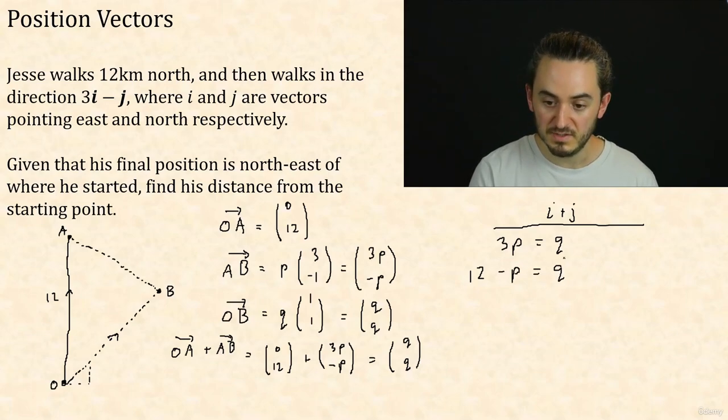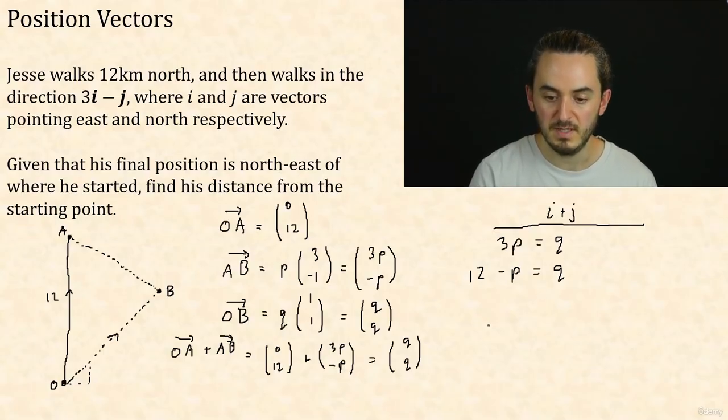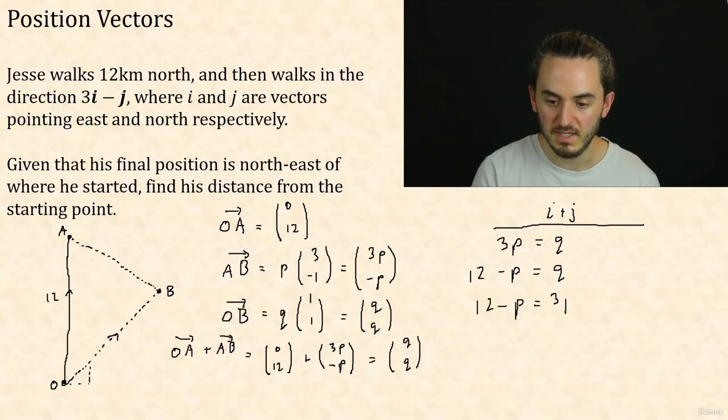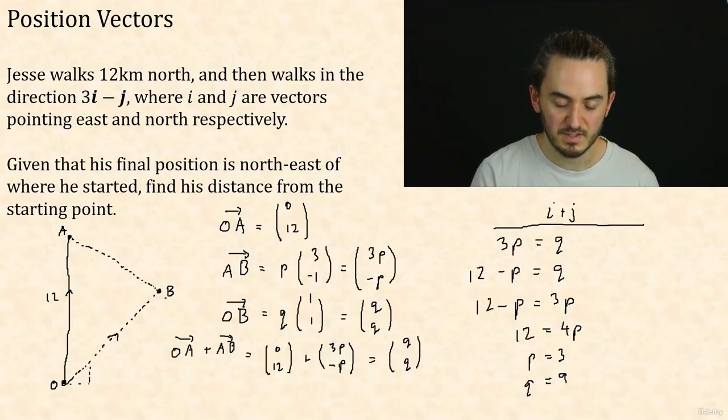Now, since the q's match here, or another way to think about it is if I just substitute this q for 3p there, I get 12 minus p equals 3p, because instead of q, I've just put 3p. Adding p to both sides, I get 12 equals 4p, and therefore p equals 3. And if that's the case, well, 3 times 3 is 9, so q is 9. So q equals 9.